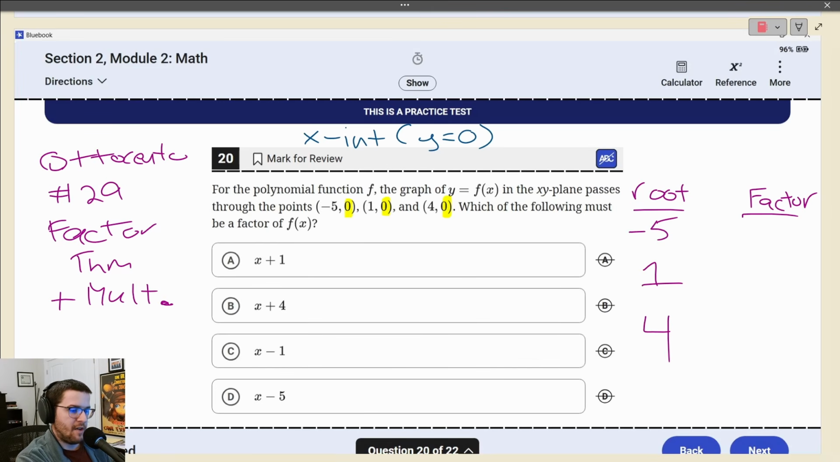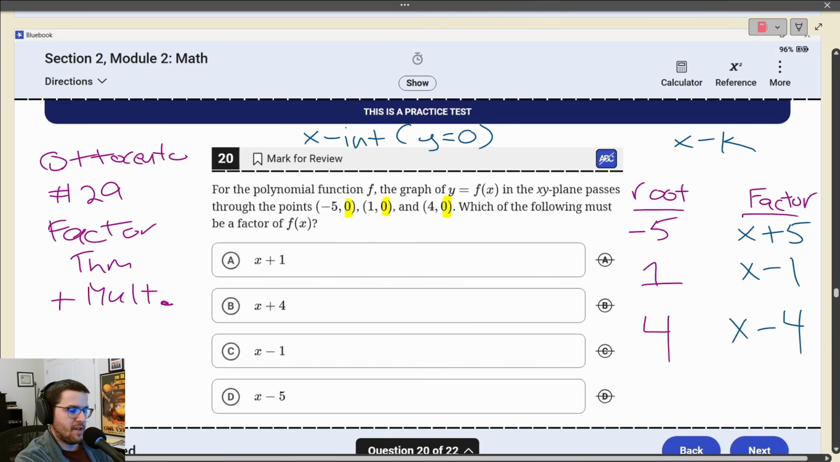The factor theorem tells us that if k is a root, x minus k is a factor. So we're going to take the number we just got and do x minus that number. So we got -5, x minus -5. In other words, x plus 5. The second one, we have 1. So we do x minus 1. And then the next one is 4. So we do x minus 4. So the three things that we know for sure must be a factor are x plus 5, x minus 1, and x minus 4. Are any of those in the choices? I am seeing x minus 1 in the choices. So choice C is the answer.